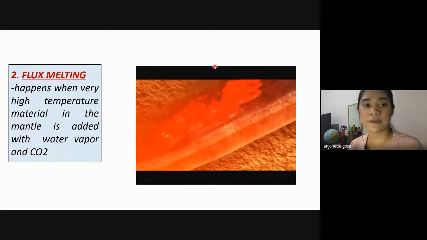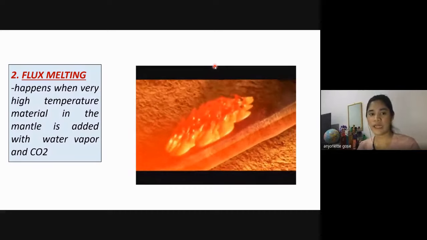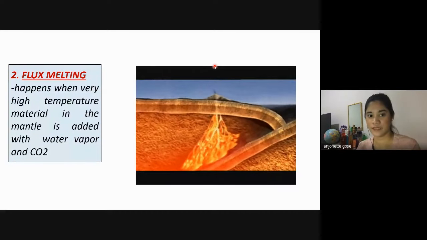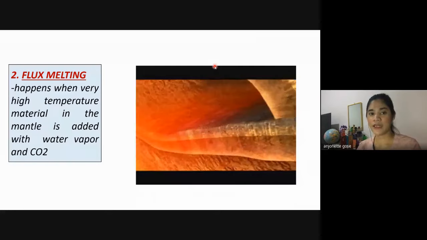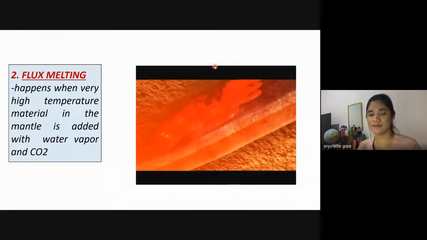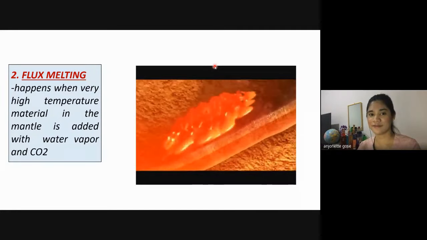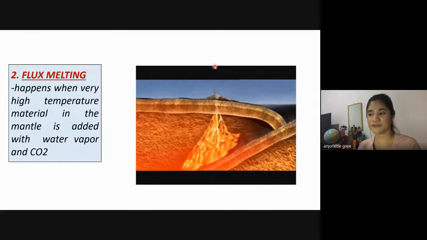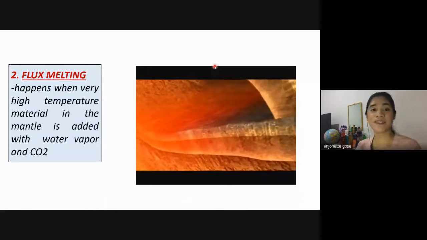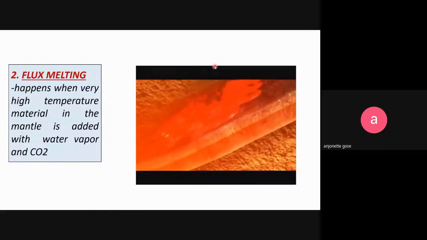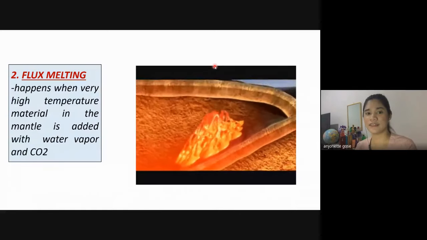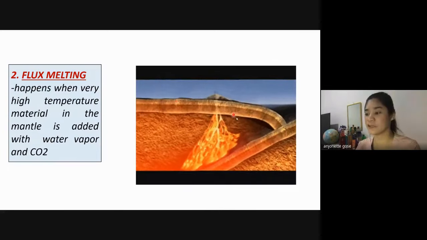So, look at this video. Carefully study the video. May nagaganap bang subduction zone dyan? Look. May nagaganap bang subduction zone or wala? Meron po. Okay, meron. So, nag-convergent boundary.